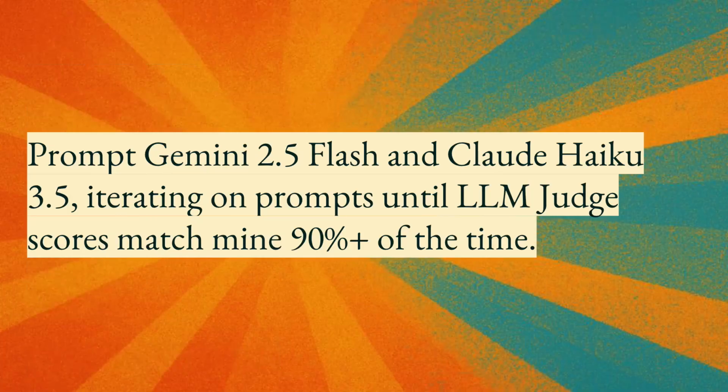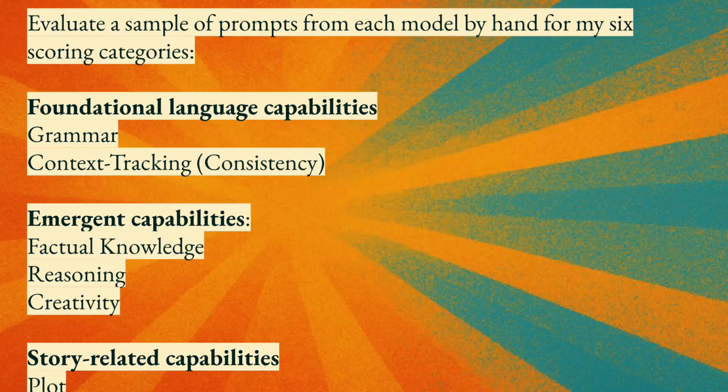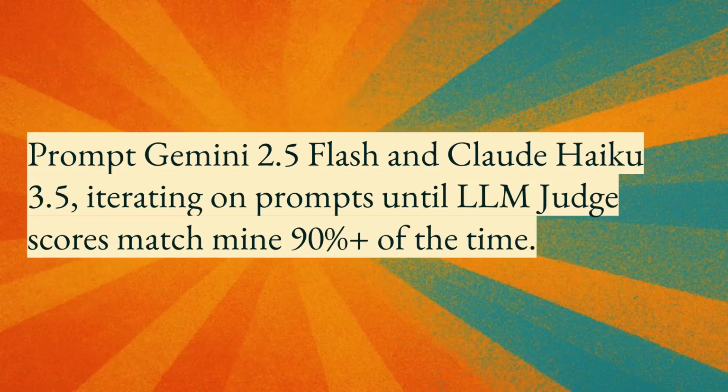Once I have clear definitions of what these 6 capabilities mean, what I'm looking for, how I'm evaluating it, what I'm giving points to, and what I'm taking points away for, then I'll be able to move into the next step, which is prompting Gemini 2.5 Flash and Claude Haiku 3.5 because of their cost, and iterating on prompts until the LLM Judge scores match mine. I want to shoot for 90% plus of the time. So if I have 33 prompts, I want at least 30 or so of them to have a very similar score to my manual evaluation.